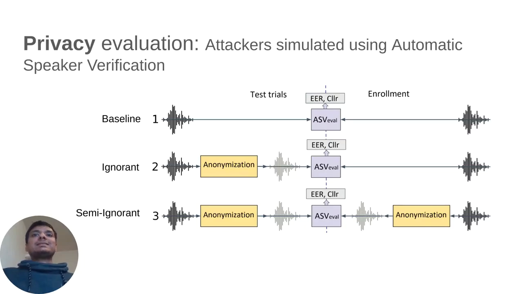Here, the enrollment and test conditions mismatch, so you may guess that the attacker will perform poorly. But this was the technique which was used to evaluate the privacy protection mechanisms in all the previous studies. And third is semi-ignorant, where we enable the attacker to also use the anonymization information to transform the enrollment set. Now the enrollment and test conditions will match, and this attacker hence is much stronger than the ignorant one. So we will see these results soon.